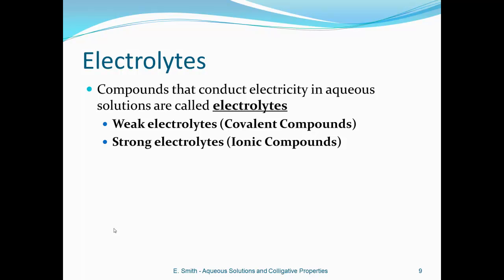Okay? So ionic compounds such as sodium chloride are very strong electrolytes. And a weak electrolyte is something such as sugar. It basically doesn't conduct a charge at all. And the reason is that it doesn't have any ions, so the electrons can't flow through it.